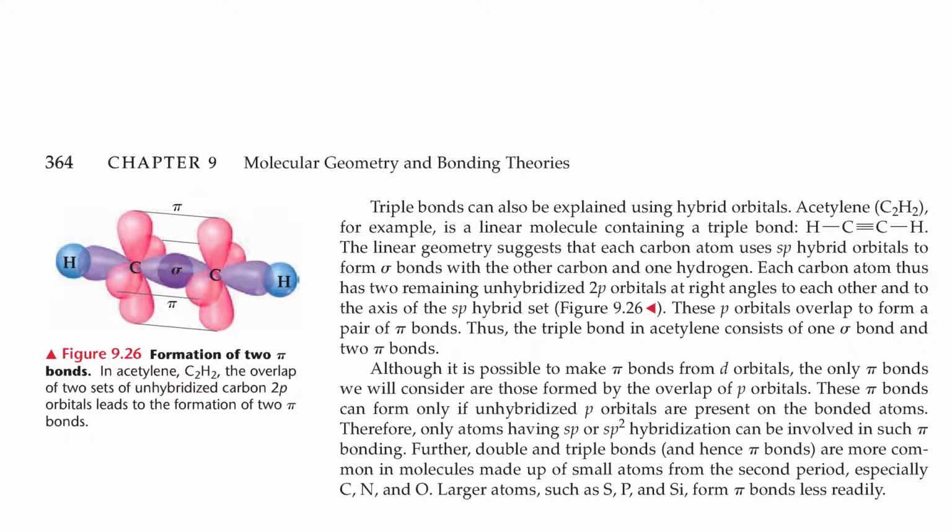Although it's possible to make pi bonds from d orbitals, the only pi bonds we'll consider are those formed from the overlap of p orbitals. These pi bonds can form only if unhybridized p orbitals are present on the bonded atoms. Therefore, only atoms having sp or sp2 hybridization can be involved in such pi bonding. Further, double and triple bonds, and hence pi bonds, are more common in molecules made up of small atoms from the second period, especially carbon, nitrogen, and oxygen. Larger atoms, such as sulfur, phosphorus, and silicon, form pi bonds less readily.